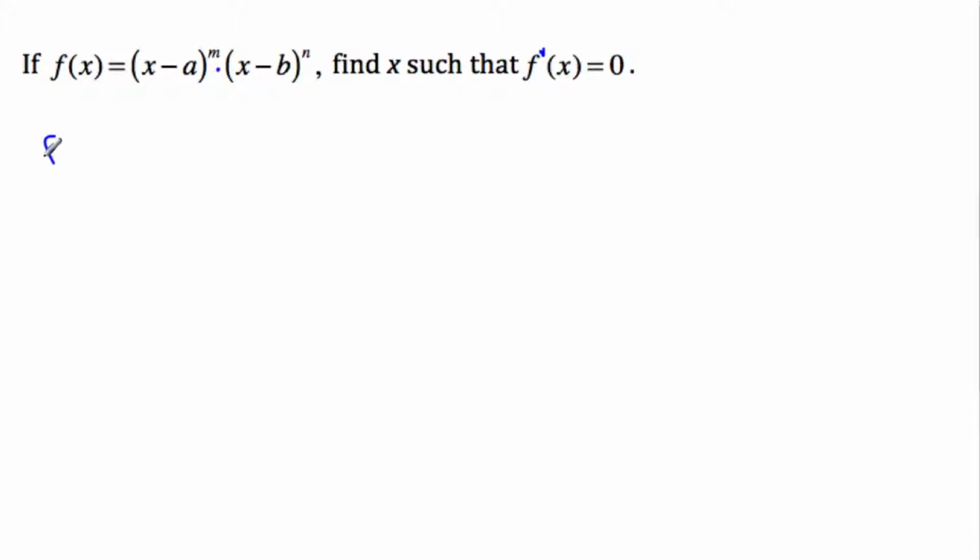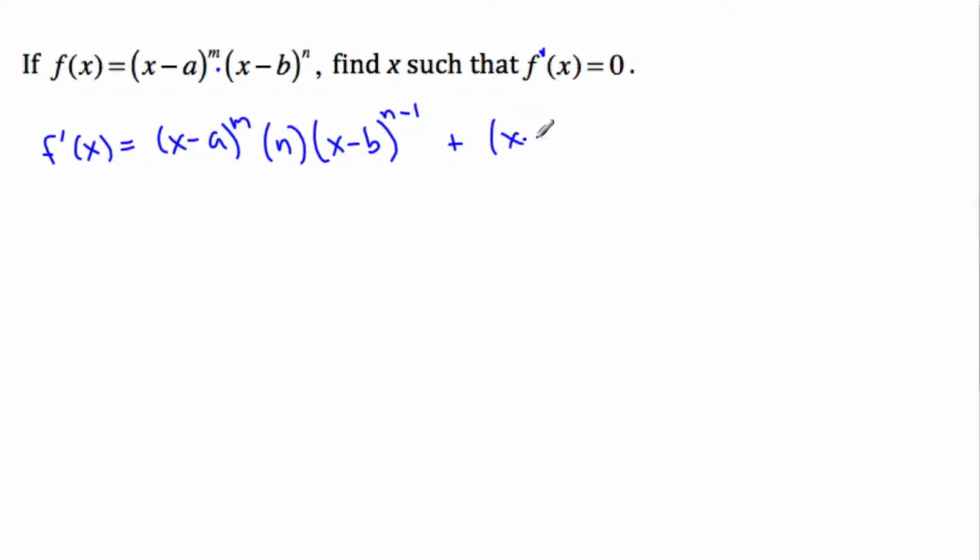So f prime of x is equal to the first times the derivative of the second, plus the second times the derivative of the first. Okay, this whole piece has to equal 0, and basically I have to solve for x.